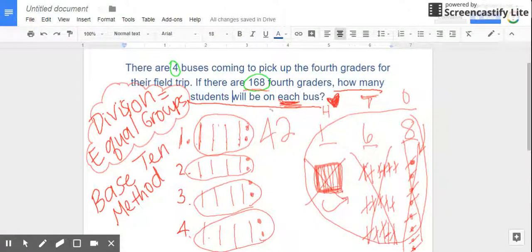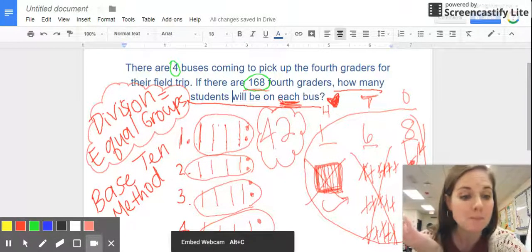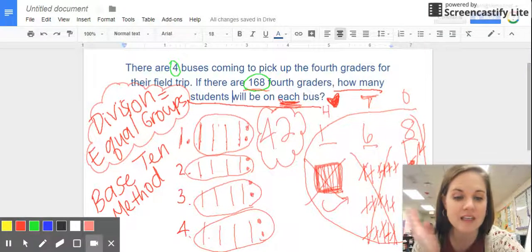So the answer to this problem, or the quotient, that's what we call the answer for division, is 42. 42 kids on each bus. That would be a crazy crowded bus that I would not want to be on. But you know one of the methods now. That's how we use base 10 to divide out.